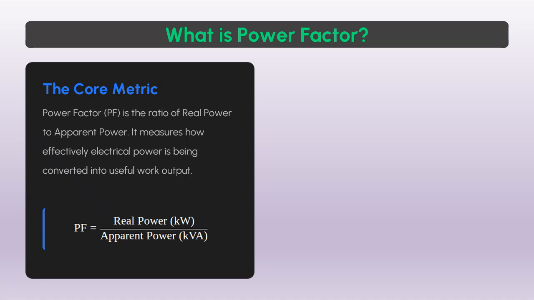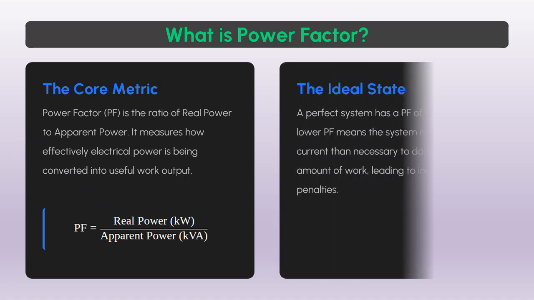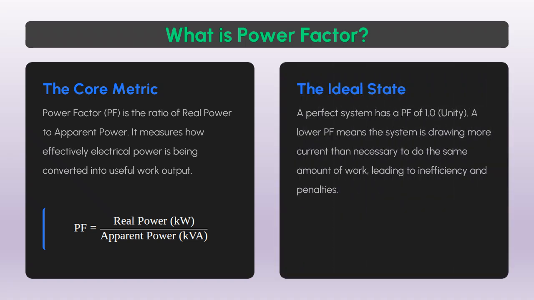In an ideal world, this ratio is 1.0, or unity. Anything less means your system is drawing more current than is strictly necessary to do the job. It's essentially a measure of how effectively you are converting electricity into useful work.